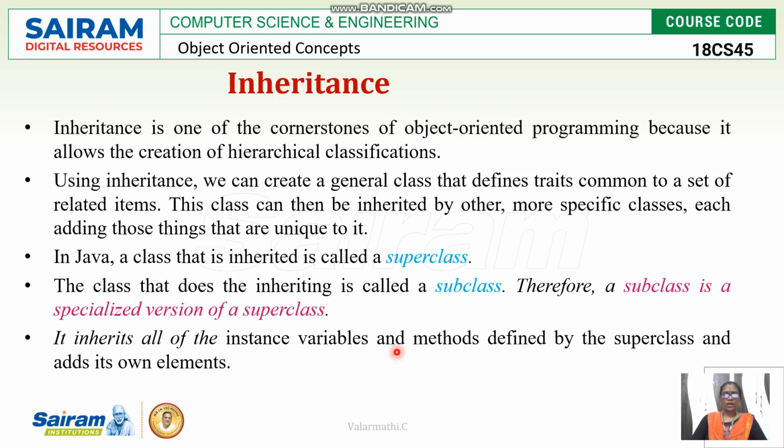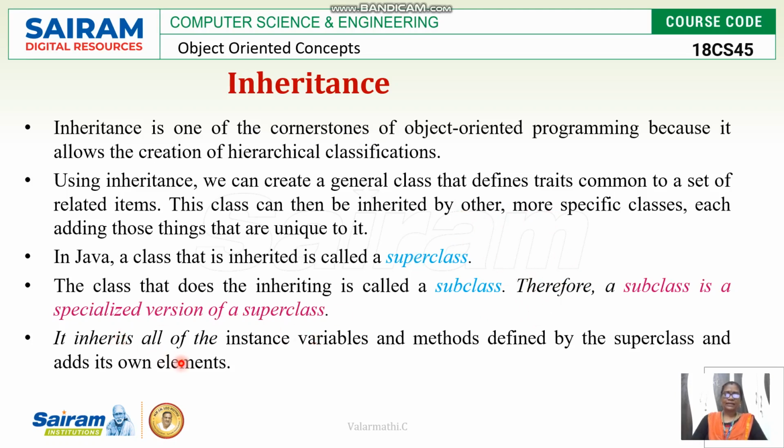Inheritance is one of the cornerstones of object-oriented programming because it allows creation of hierarchical classifications. We know the literal meaning of inheritance: it extracts the important properties from its superclass. In Java, that inherited class is called a superclass. The class that does the inheriting is called a subclass. The subclass is a specialized version of the superclass. So this is the definition of superclass and subclass in Java.